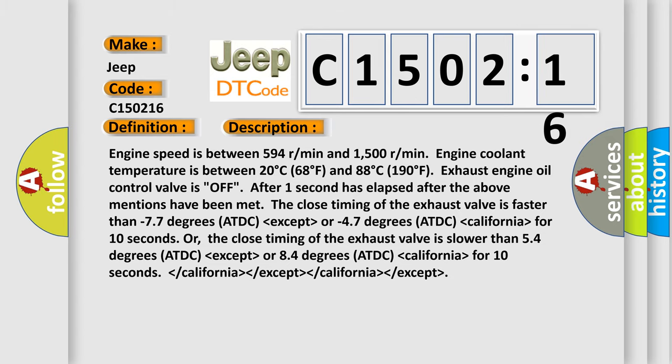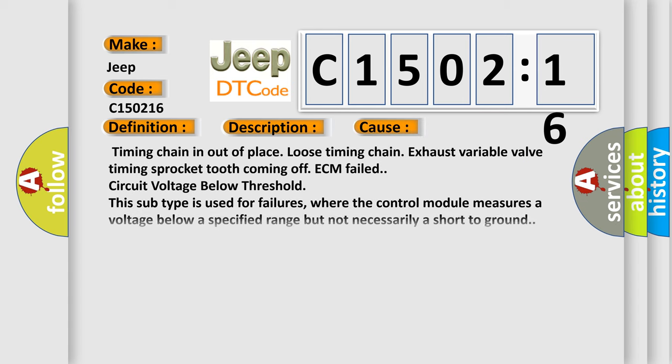This diagnostic error occurs most often in these cases: timing chain out of place, loose timing chain, exhaust variable valve timing, sprocket tooth coming off, ECM failed, circuit voltage below threshold. This subtype is used for failures where the control module measures a voltage below a specified range but not necessarily a short to ground.